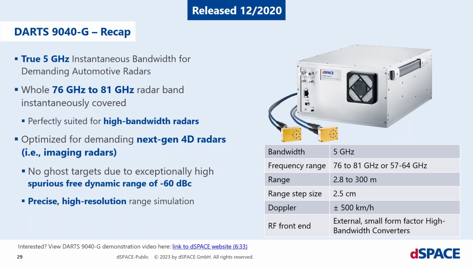Up to now, the solution for this test was to use two DARTS-9040G. This target simulator was released in 2020 to address 4D imaging radars with a high bandwidth covering the whole automotive radar band with 5 GHz instantaneously and a range resolution below the limit of 3 centimeters. Additionally, the very precise simulation and lack of ghost targets make this the optimum choice to test next generation automotive radars.